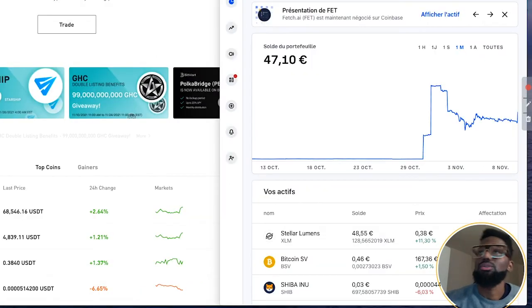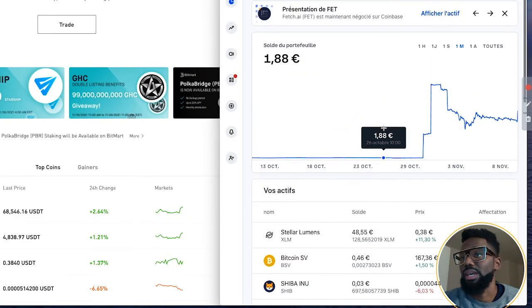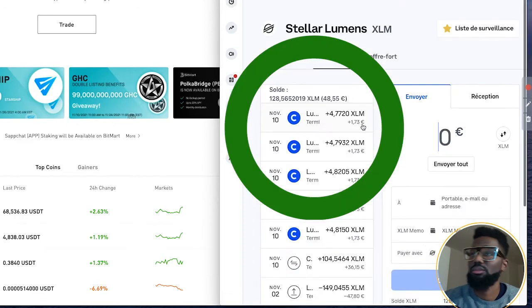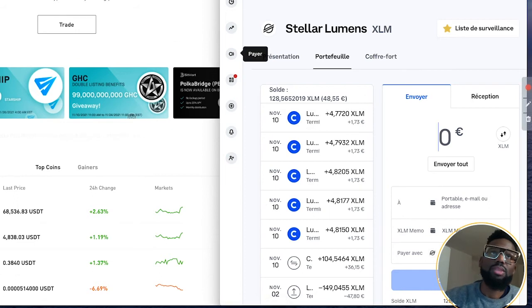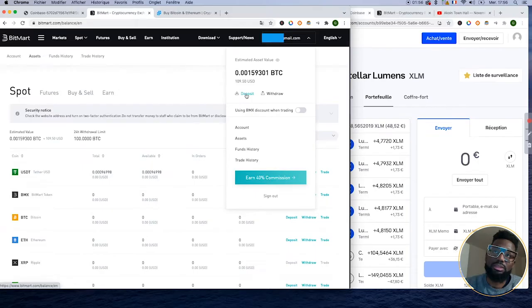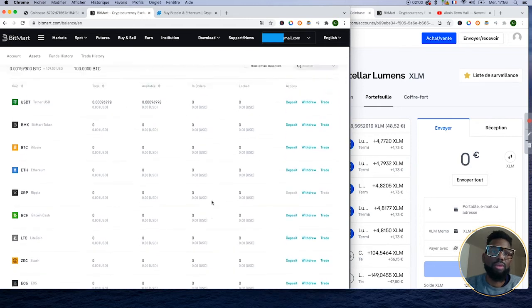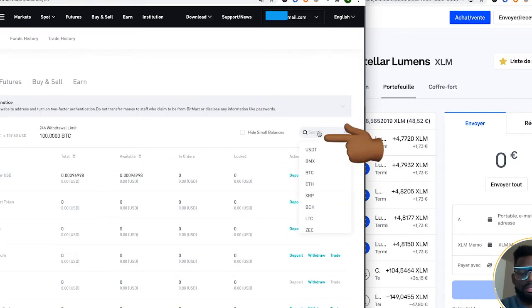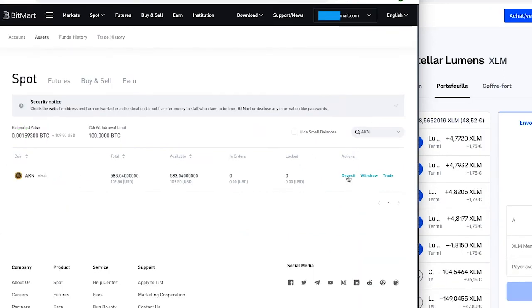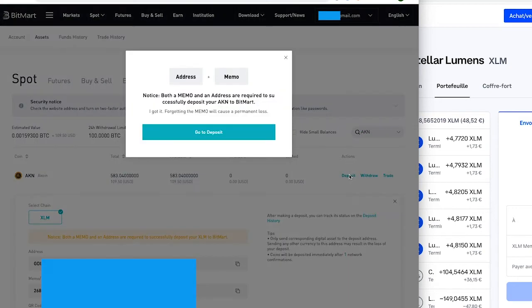Okay, so look at my Coinbase page. I have some Stellar Lumen, 48 euro, and look at my Bitmart page. So I'm going to deposit. Okay, when I click on deposit, you arrive on this page and you select AKN. Okay, and you click on deposit.